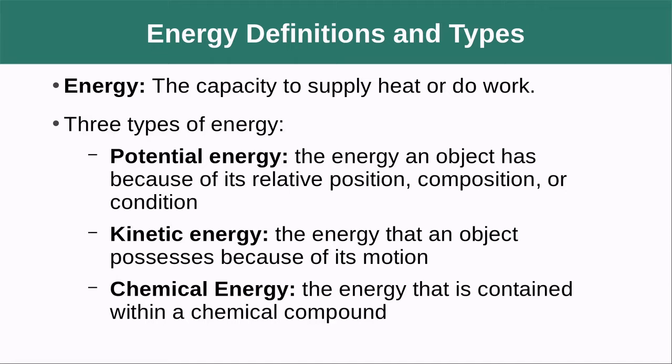Kinetic energy is the energy that an object possesses because of its motion. So a baseball rolling across the grass doesn't have as much energy as a fastball that's been thrown at 100 miles an hour, for instance. Chemical energy is the energy that is contained within a chemical compound that gets released, like our match example.